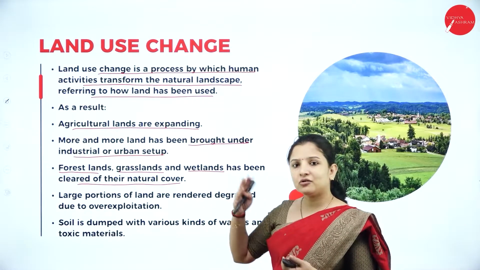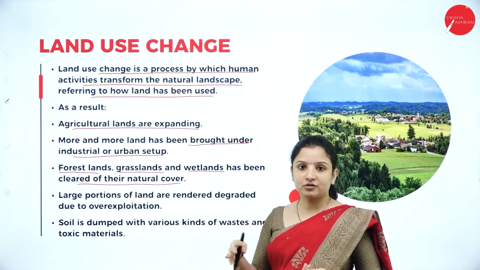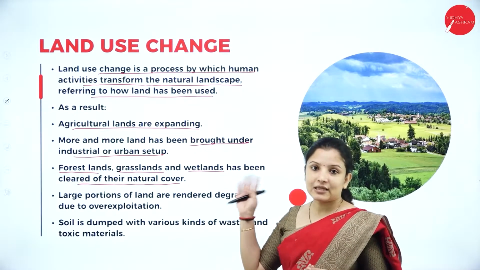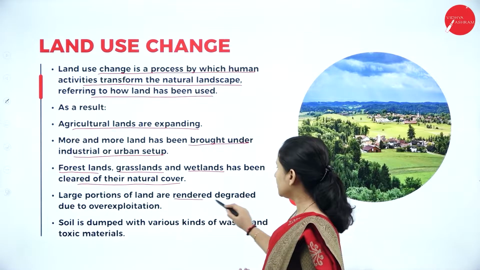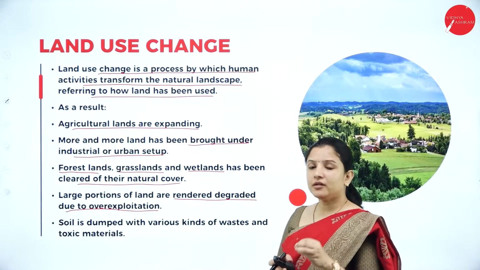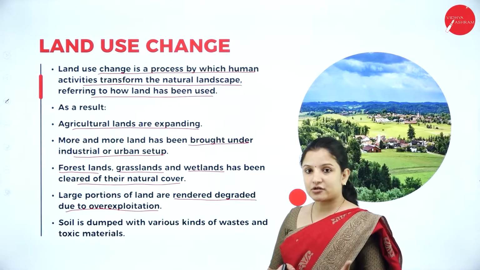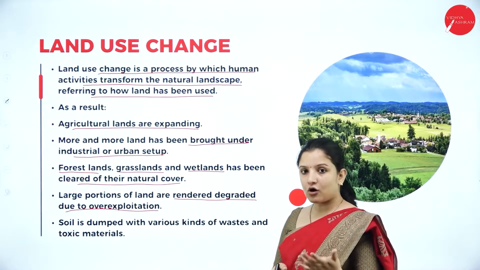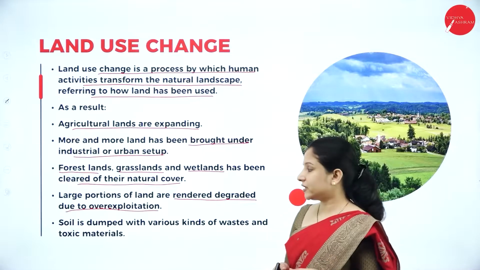So all this, when you commute daily from one place to another, these are the things that you come across. So this is how human beings are exploiting the land, causing land use change. And large portions of land are rendered degraded due to over exploitation. There are large portions of land that are not there nowadays because of construction of roads, buildings, development of towns, cities and all that. So improper usage of land has led to the degradation of the land as well.